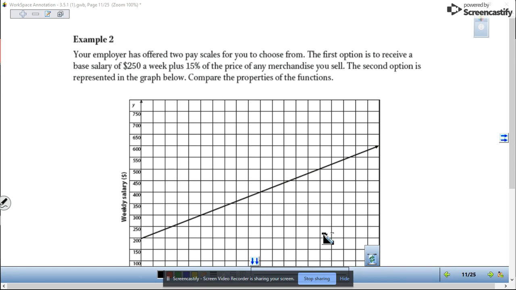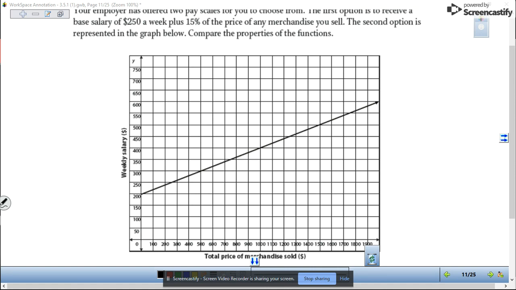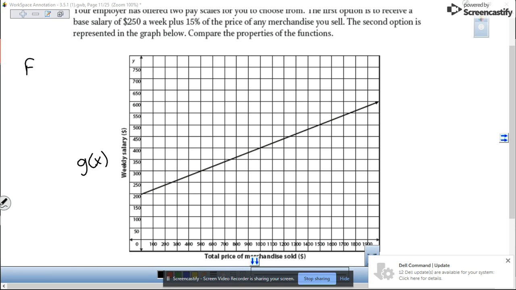So first thing you do is write out the equation. So we'll call this, let's see, did they call it anything? Okay, they didn't give it a name, so we're going to call this one g of x. Okay, that's the graph. All right, the next thing I want to look at is, well, what is f of x?